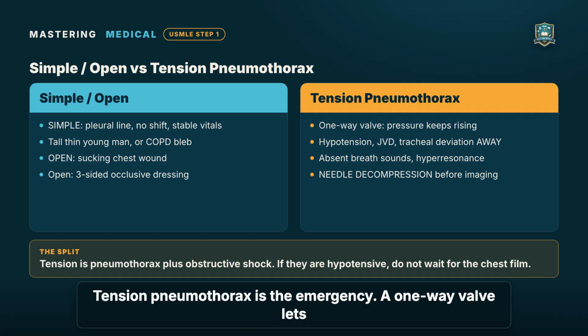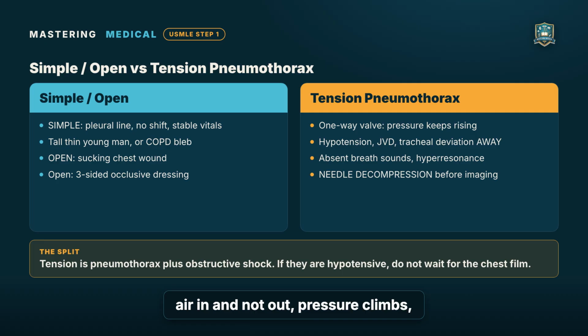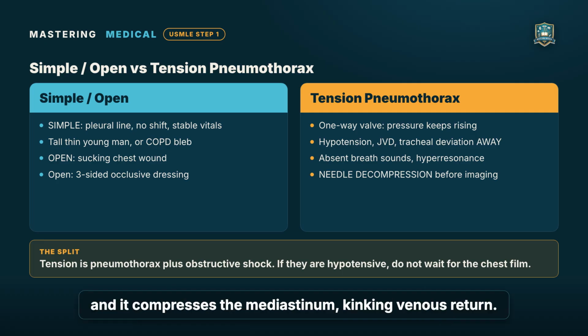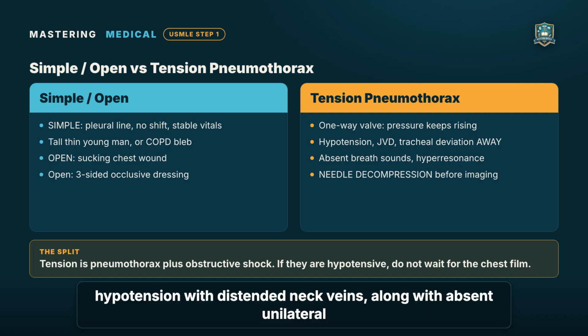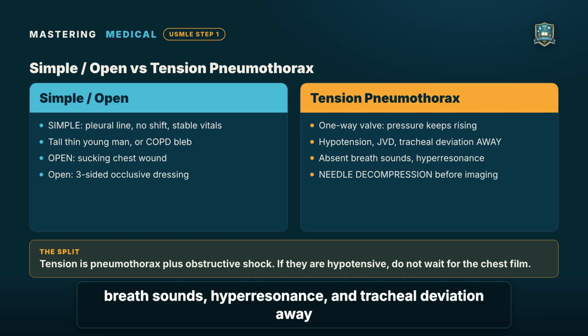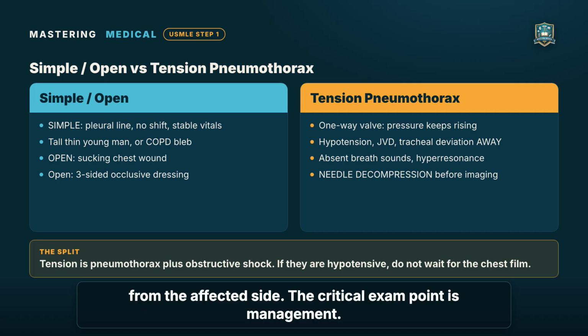Tension pneumothorax is the emergency. A one-way valve lets air in and not out, pressure climbs, and it compresses the mediastinum, kinking venous return. That is why it produces obstructive shock, hypotension with distended neck veins, along with absent unilateral breath sounds, hyperresonance, and tracheal deviation away from the affected side.